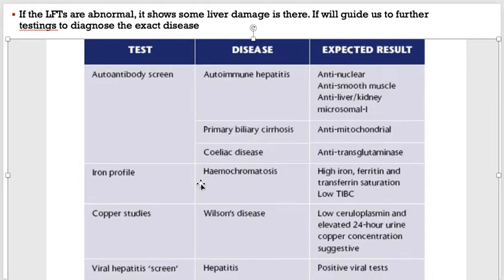For example, if the liver damage is due to a condition called hemochromatosis, which is a disease of abnormal iron metabolism, we will order an iron profile, and we will find high iron, ferritin, and transferrin saturation, and low total iron binding capacity.